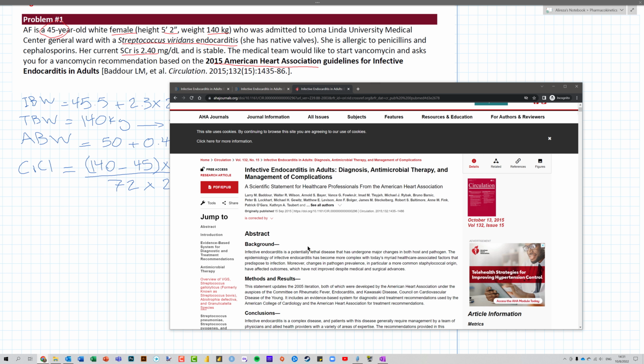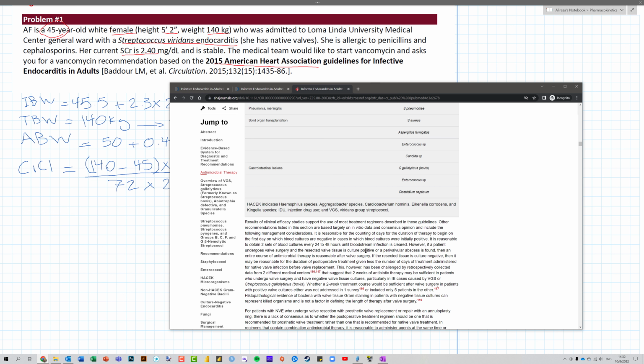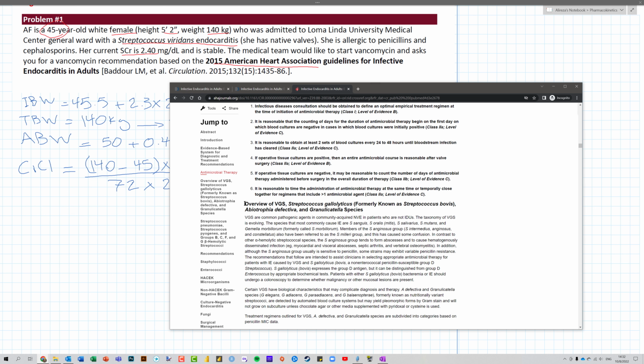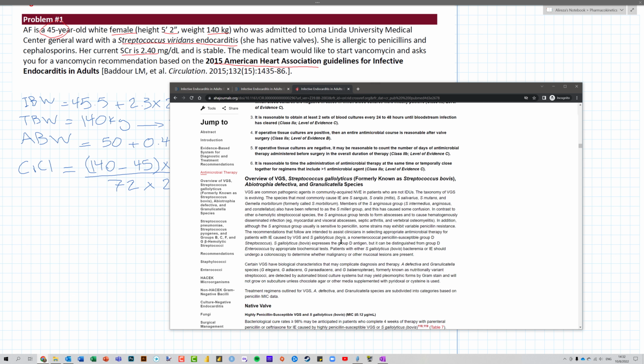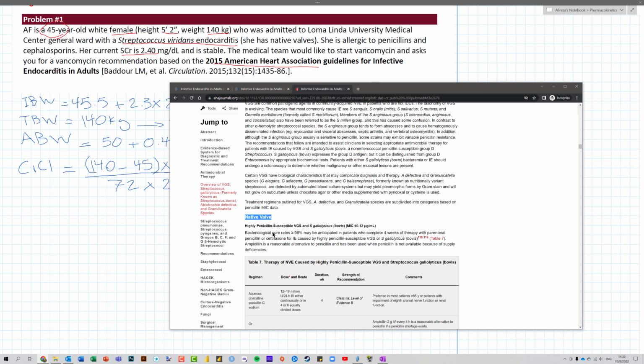The way these guidelines are organized is based on the nature of the valve as well as the organism. So first we are going to look for the organism, and this is a viridans strep. If you navigate this guideline, you will find out that VGS stands for viridans group streptococci. So we're going to go to this section. If you scroll down, there's a whole section for this. Now, the next thing is that for each organism group, they either have recommendations for native heart valve versus prosthetic valve. This patient has native valve, so this is actually the correct section.